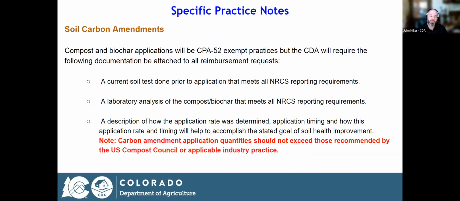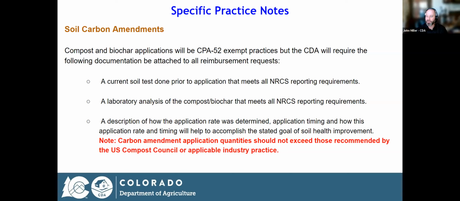So if someone's going to apply compost or biochar, we need a current soil test done prior to application that meets NRCS reporting requirements. So we want to know what their soil is like before they apply the compost or biochar. We would need a laboratory analysis of the compost or biochar that meets our NRCS reporting requirements. So in other words, most compost companies usually have some type of analysis of their composts that people can get when they buy the compost. And it'd be similar for people buying biochar from a company. So we would need that paperwork showing what's in that compost and what's in that biochar.